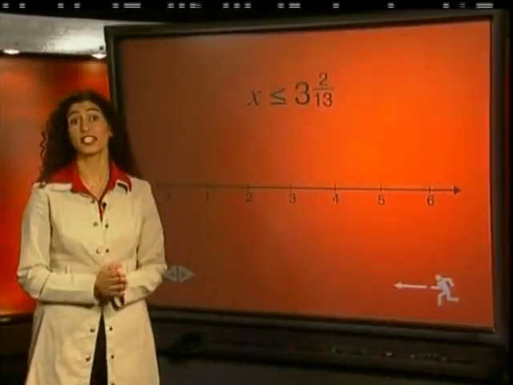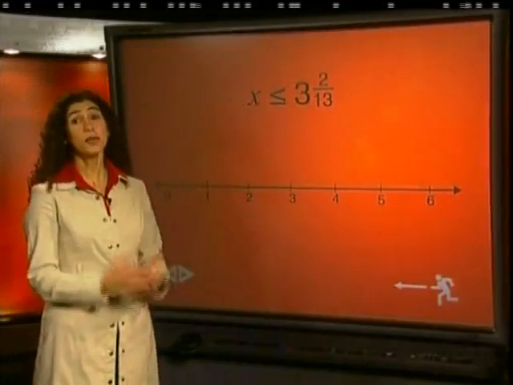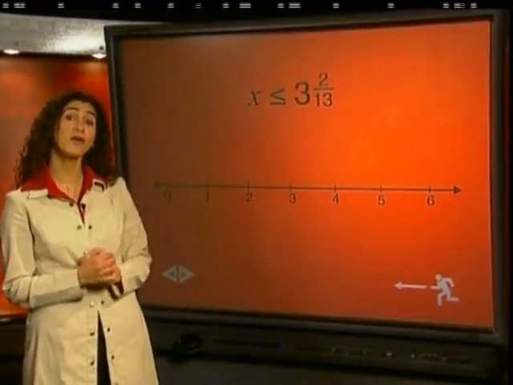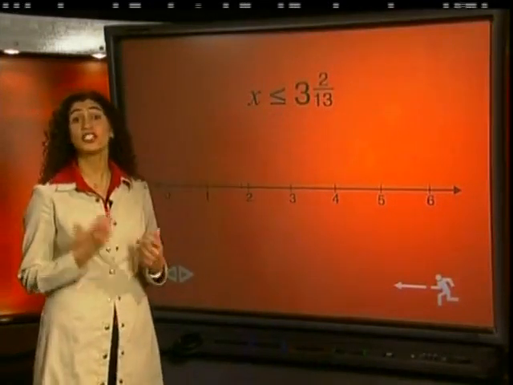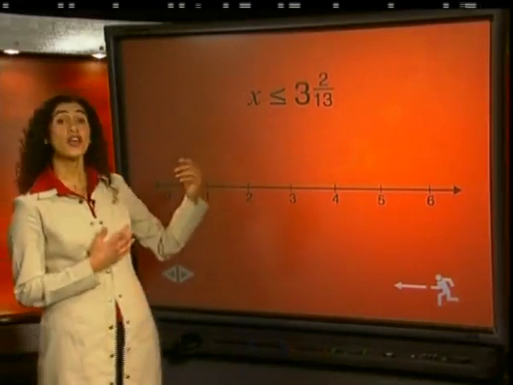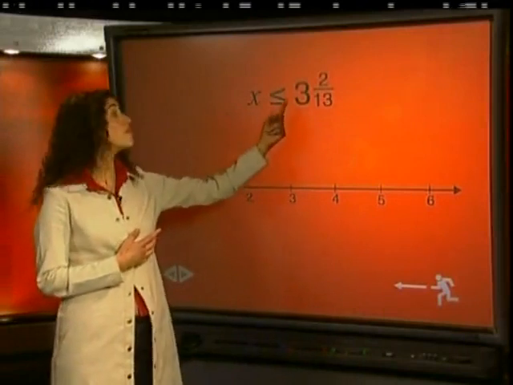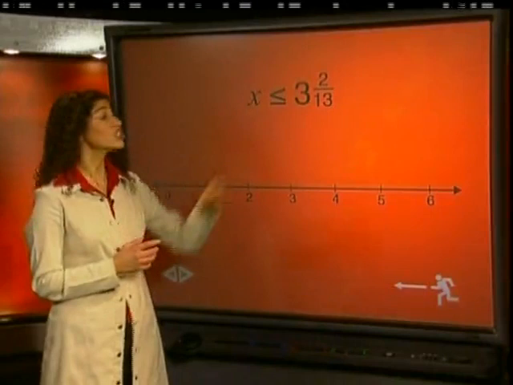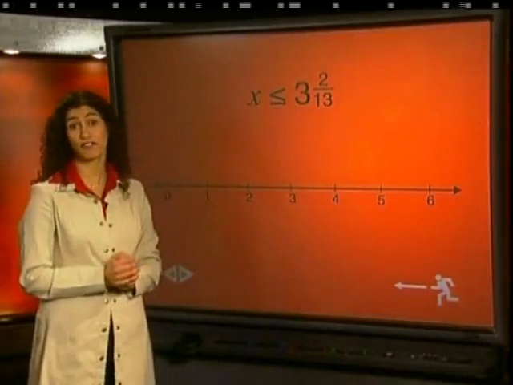Where would you put this on a number line? It's so much easier to see the size of this number if we change it to the nearest whole number and fraction, so that we can figure out where to put this on a number line. So, 13 goes into 41 3 times, and 3 times 13 is 39, so there are 2 13ths left over.